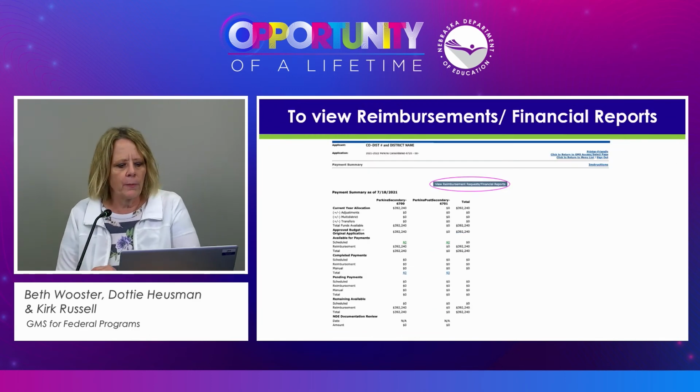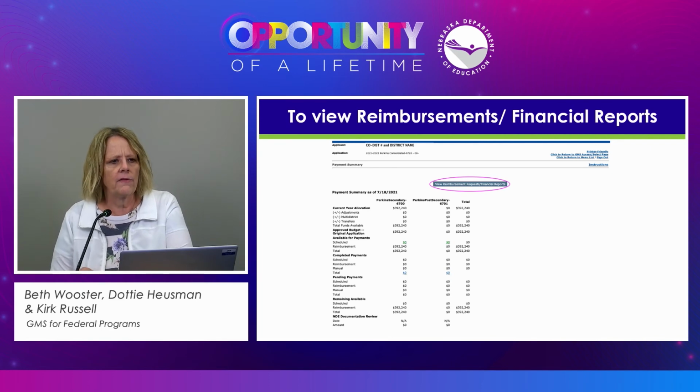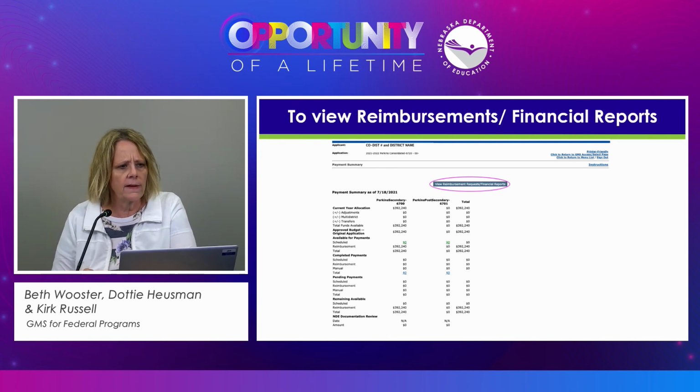Then it will pull up a screen that looks like this. If you look at the details on this page, you can see that the current year allocation for this district is $392,240. You can also go down and see how much has been scheduled to be paid. Scheduled means it's in the system and they're ready to transfer the money from NDE's account to your account, because that goes straight to the bank account. It'll also show the reimbursement amounts and the totals. So that page gives you a very nice summary of whether you have more that you could receive in reimbursement for this particular grant.